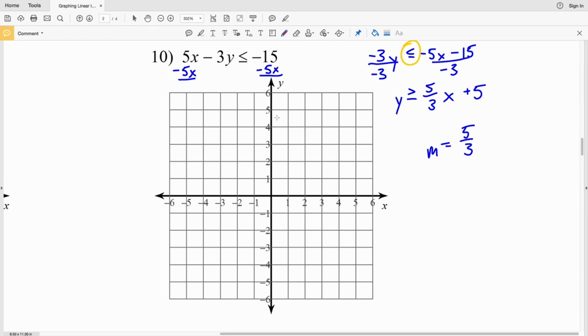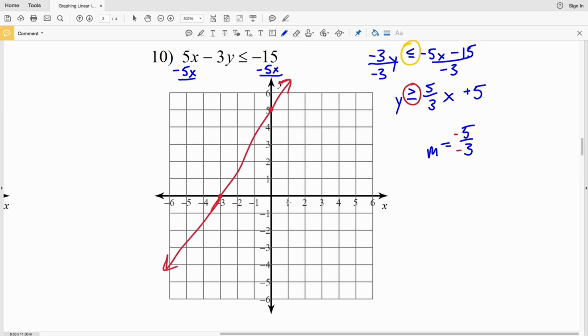So 0 in the x, positive 5 in the y, and then my rise over run is 5 over 3, but I'm going to make them both negative, since a negative over a negative is still positive, and go down 5 and 3 to the left. That'll put me at the point negative 3, 0. And since my sign is greater than or equal to, we're going to use a solid line.